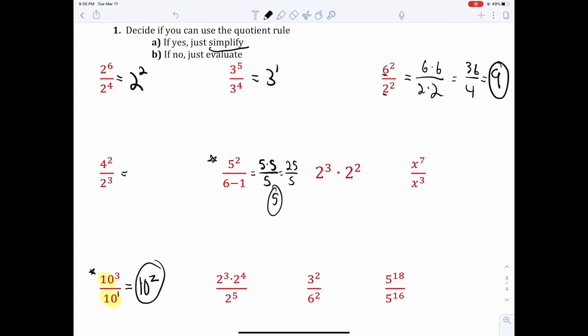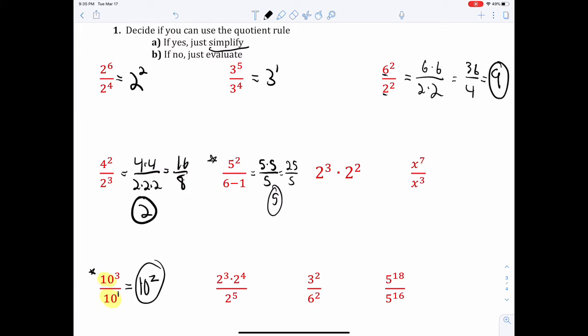This one, again, you can't use the rule. So 4 squared is 4 times 4, and then 2 cubed is 2 times 2 times 2. So you get 16 over 8, and that is 2. Again, I just take my numerator, do 4 times 4 is 16, and then I do 2 times 2 times 2 on the bottom to get 8.